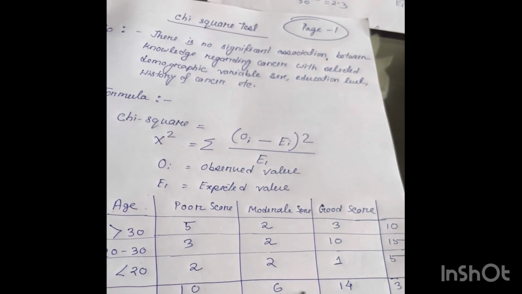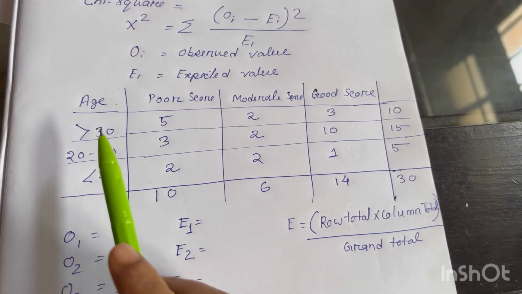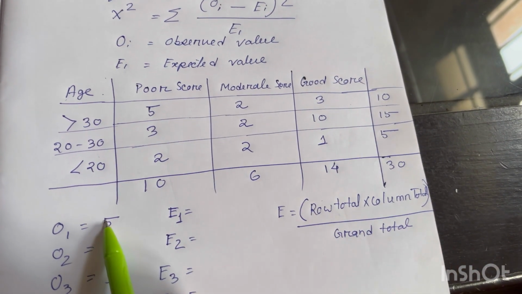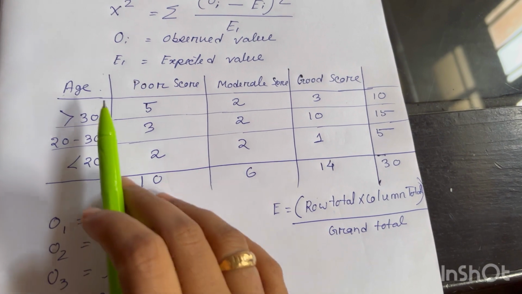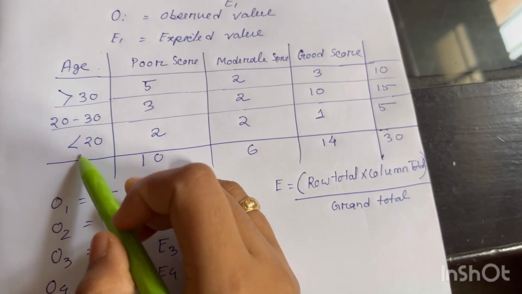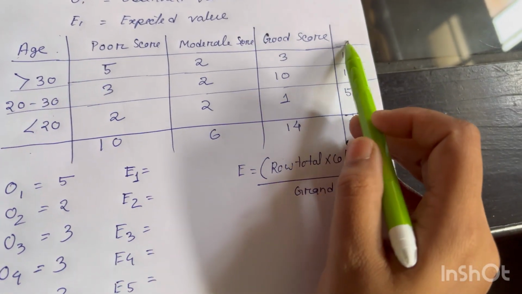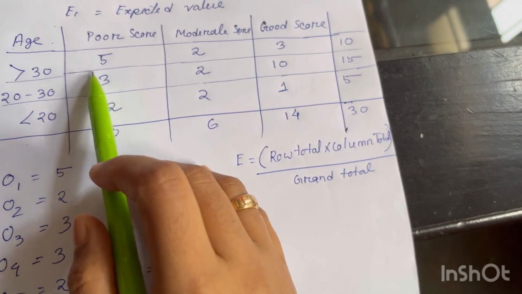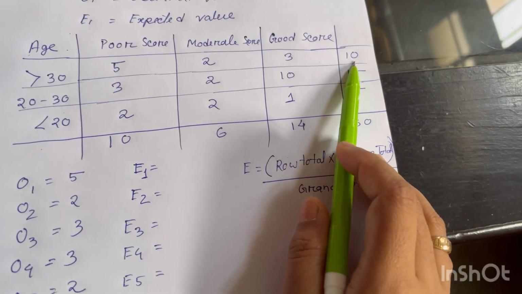First of all, you have to make a contingency table or chi-square table of your data. This is the chi-square table from one of my research studies, where I have placed the age categories on the x-axis and the knowledge score on the y-axis. These are the frequencies, and these frequencies are called observed frequencies.